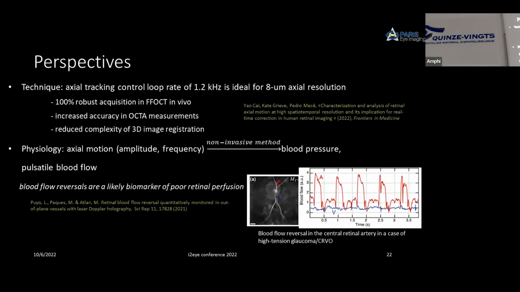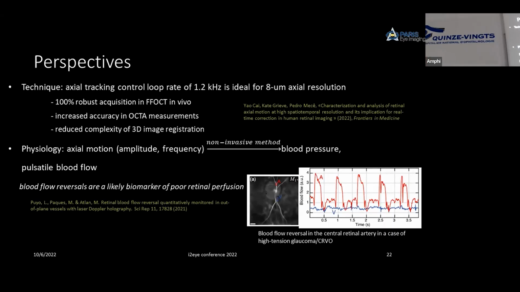So to conclude, in this study, we tried to characterize the X-ray resolution with high temporal and spatial resolution, and we proposed a better design of the X-ray tracking, so we can have 100% robust acquisition in full field OCT for in vivo retina imaging. Also, OCT angiography needs 3D HD-OCT measurement. So with better X-ray tracking, we are able to have a more accurate measurement in the OCTA, and we can also reduce the complexity of the 3D image restoration.